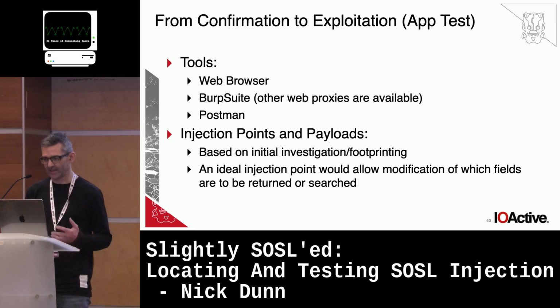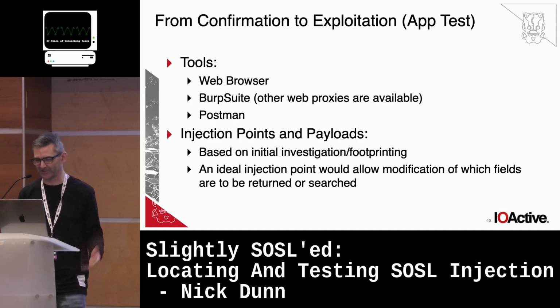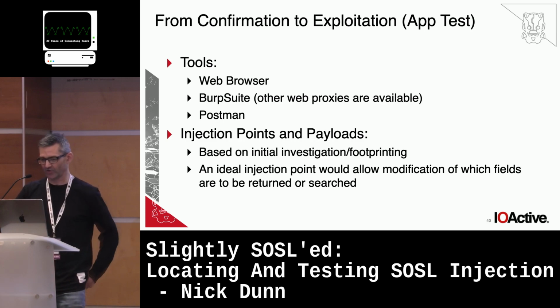In terms of investigating for your app test results a bit more thoroughly, it can all be done with generally the simplest bare bones of web app tester tools. Just move on from your initial footprinting to test those endpoints you've found that did appear to be SOSL endpoints.